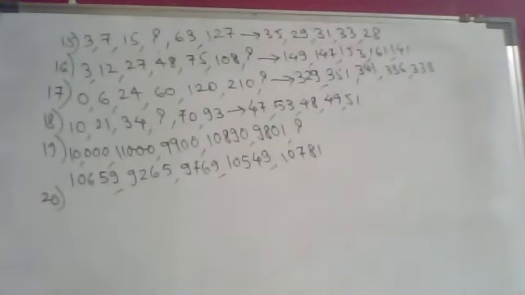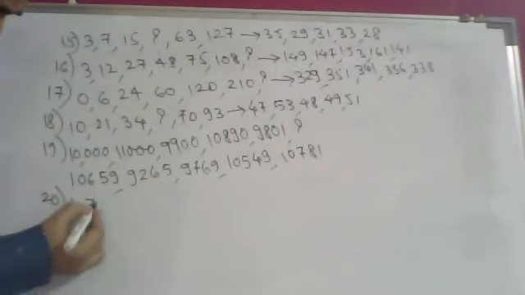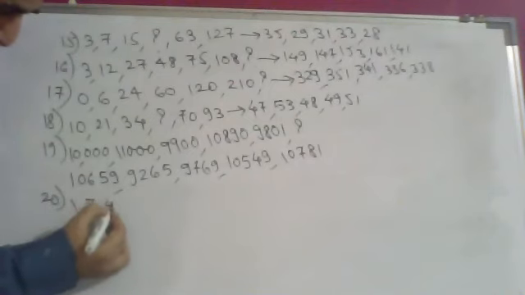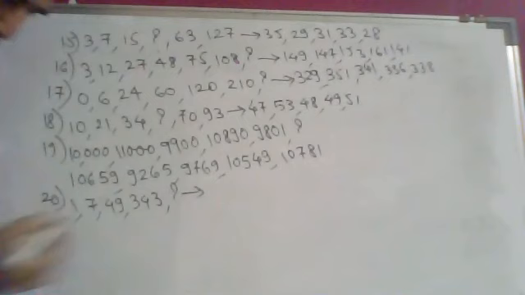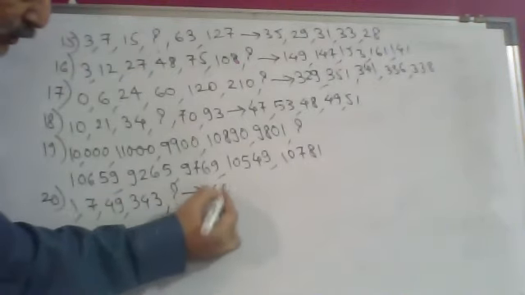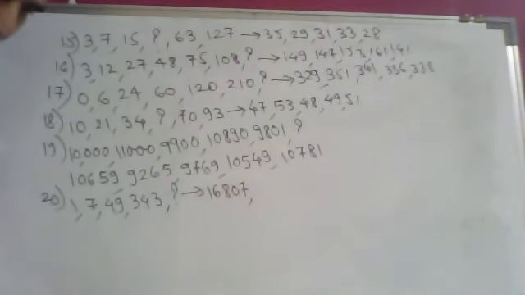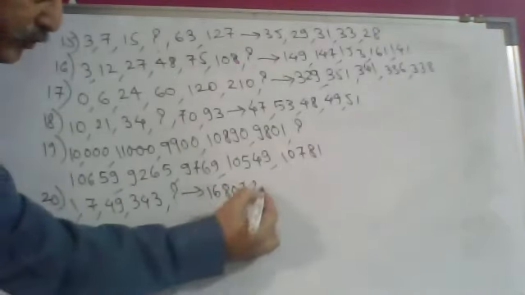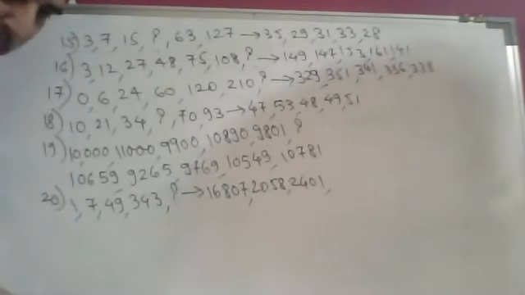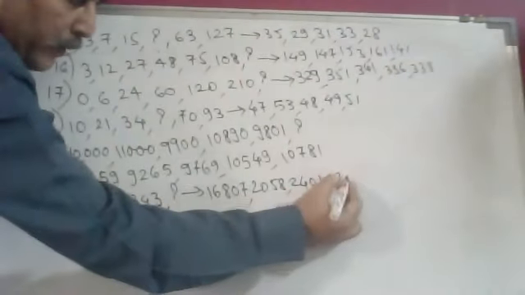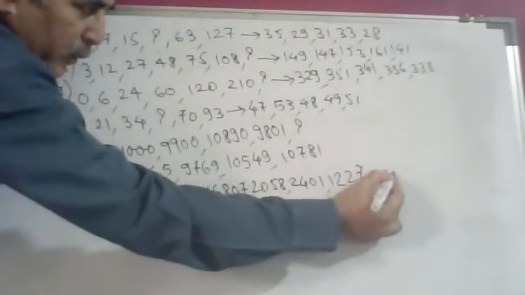Question number 20. 1, 7, 49, 343, and question mark. Options are 16,807, 2,058, 2401, 1227, and 1223.